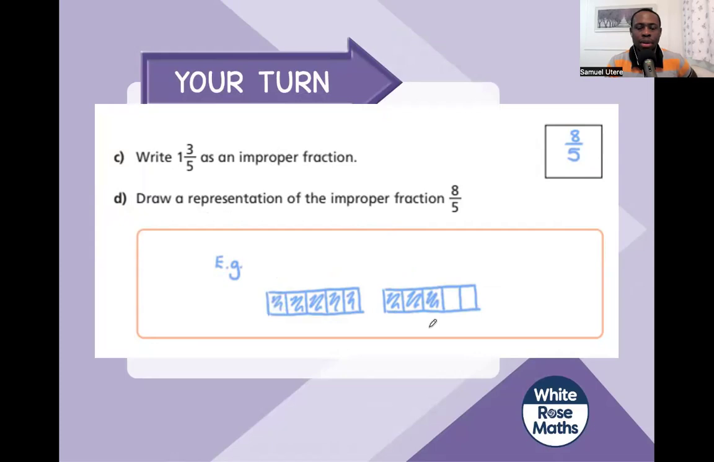Pause the video. Here is the answer to part C. You're asked to write 1 3/5 as an improper fraction. This should not be difficult to do.